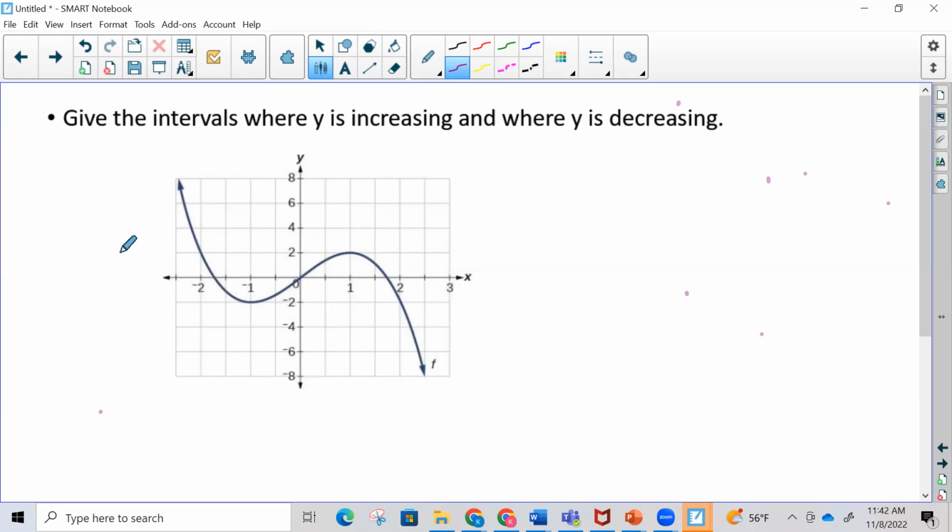So when we look at a graph, we usually describe it left to right. And if we just look at it, we say, okay, the first thing that's happening is this graph is decreasing. It's going down from left to right. And it continues to go down until we get to -1. And then it starts going up. And this, where it changes direction, is called a turning point.